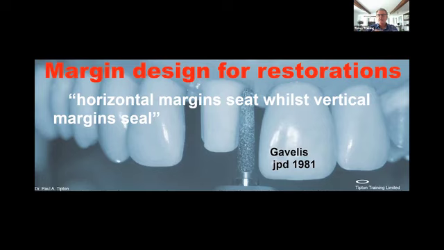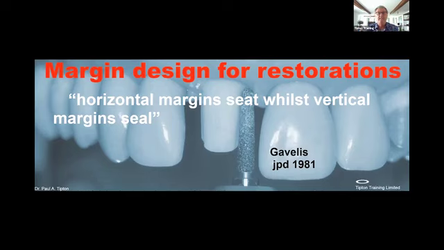So let's look at those margins. What do we know? We know that horizontal margins, okay, and what are horizontal margins? Horizontal margins are shoulders, heavy chamfers, shoulders or chamfers with a 30-degree bevel. They're all classed as horizontal margins. Horizontal margins seat down very well. Why? Because there's always a big space as the restoration is being seated. There's always a big space for the cement to come out.